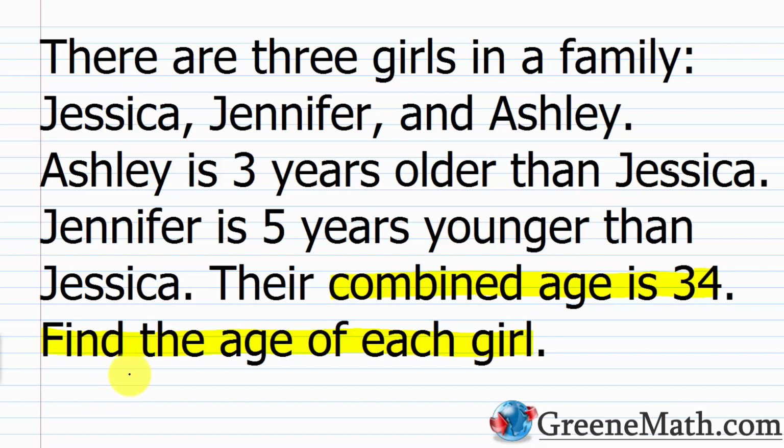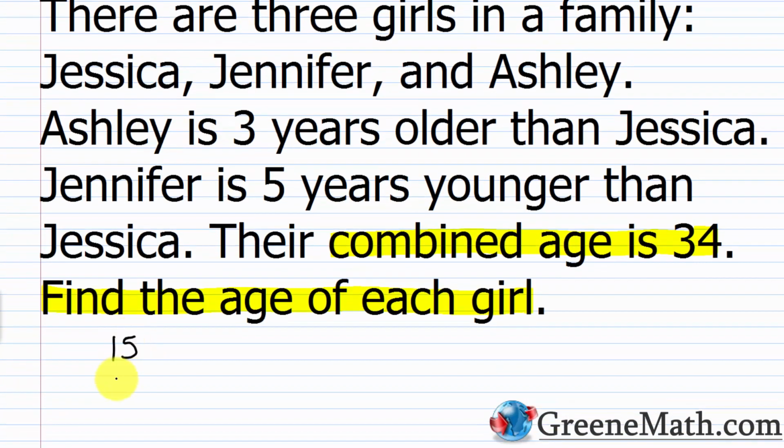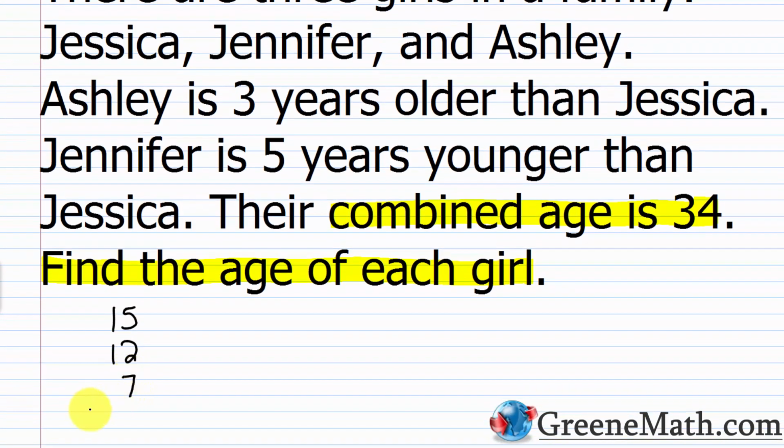So we have Ashley's age, which is 15. We have Jessica's age, which is 12. And we have Jennifer's age, which is 7. So if you were to sum those amounts, 5 plus 2 is 7. 7 plus 7 is 14. Put the 4 down, carry a 1. 1 plus 1 plus 1 is 3. So yeah, that works out. This does sum to 34. So we have the correct answer. Again, Jessica is 12, Jennifer is 7, and Ashley is 15.